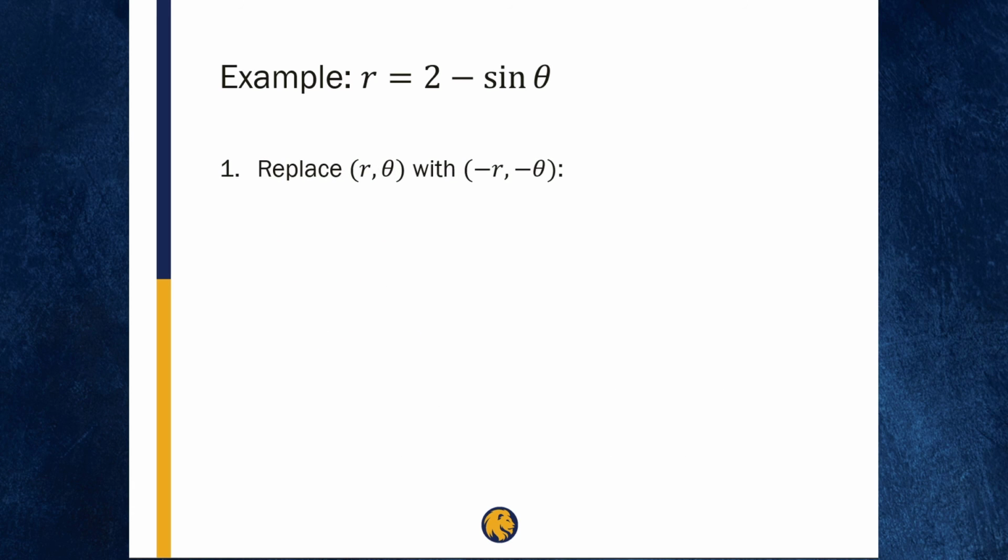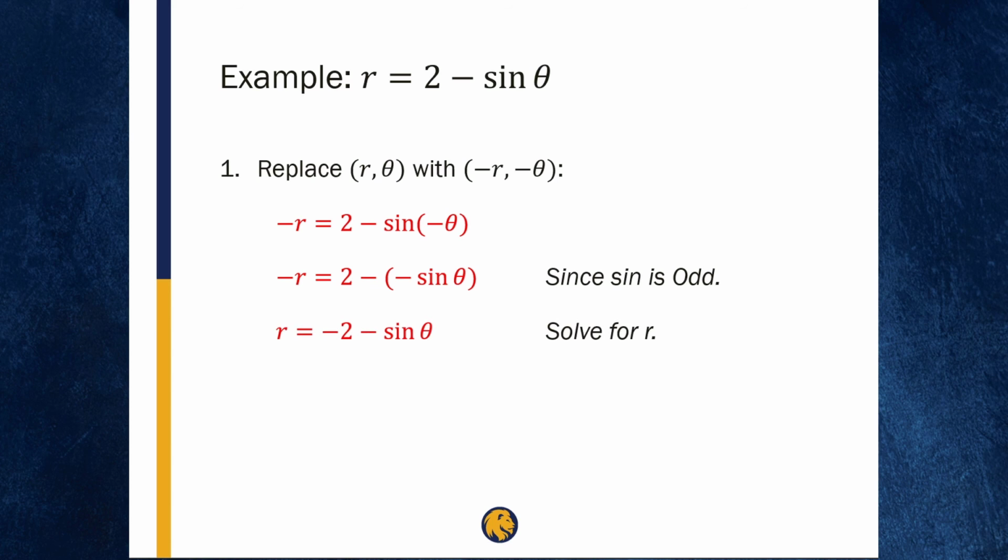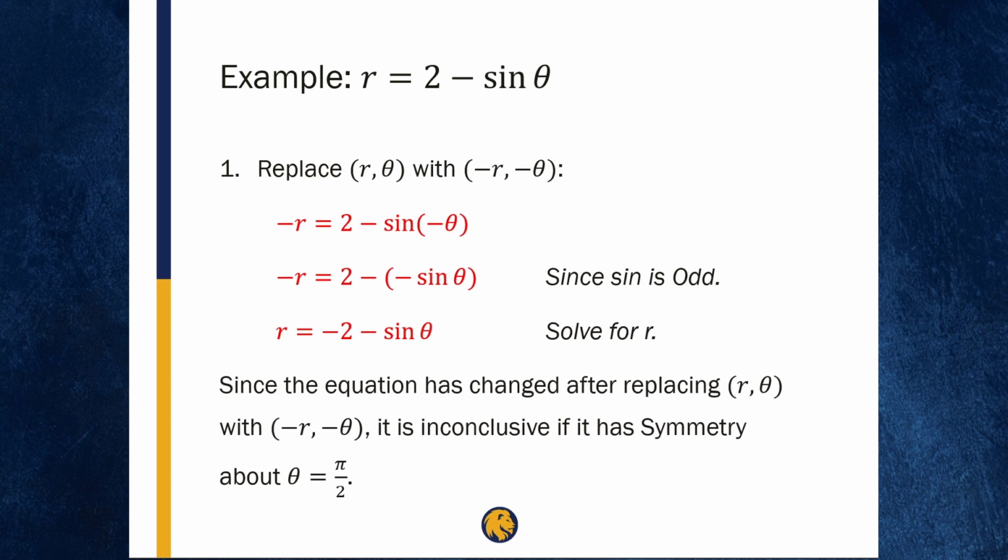If I replace r comma theta with negative r comma negative theta, it would look like negative r equals 2 minus sine negative theta, which would be the same as negative r equals 2 minus negative sine theta, since sine is odd. And if I solve this for r, it would turn into r equals negative 2 minus sine theta, which is a different equation than the original one. So after replacing it, we have a different equation, and so it's inconclusive if it has symmetry about theta equals pi over 2.